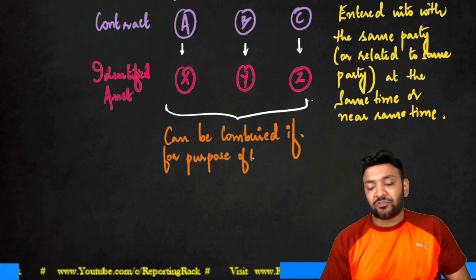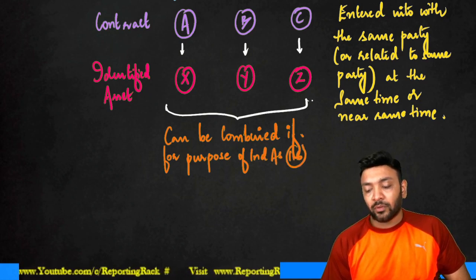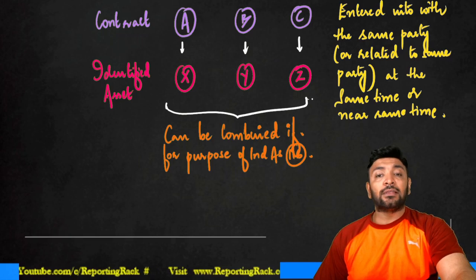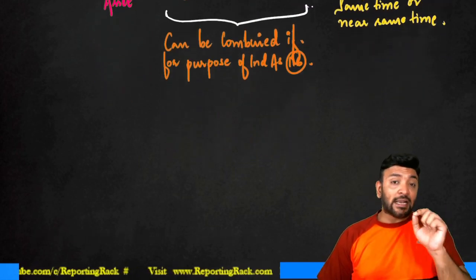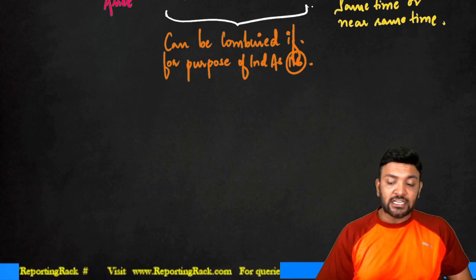For the purpose of IND AS 116, they can be combined if three conditions are satisfied. Let's write down all the three conditions. First condition. Condition number 1.